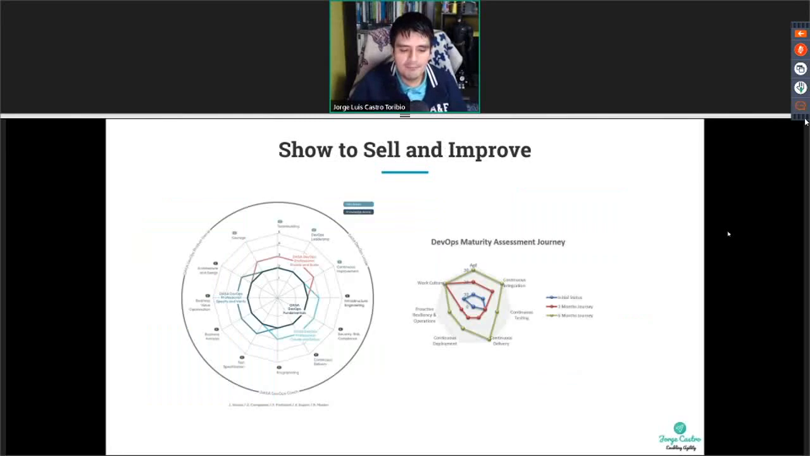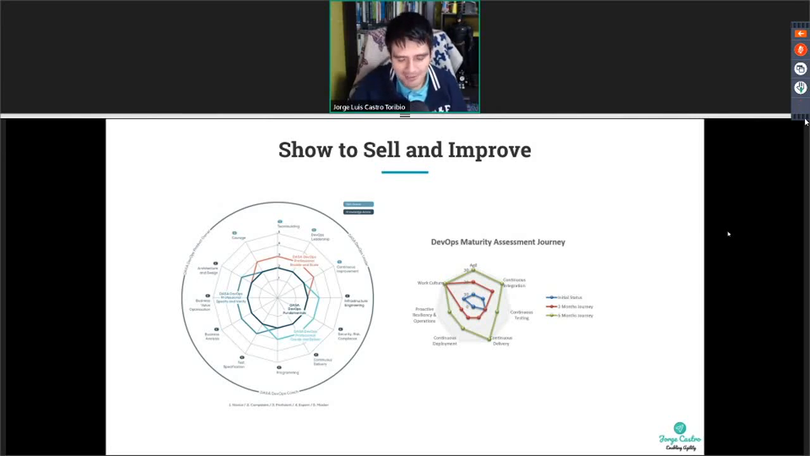Show to sell and improve, quite important. Now you have the assessment, you have the category, the neighbors. You need to be sure that you also have a question, right? What are the questions that you want to measure? So now you have all of this, and you have your assessment ready to be executed in your team.